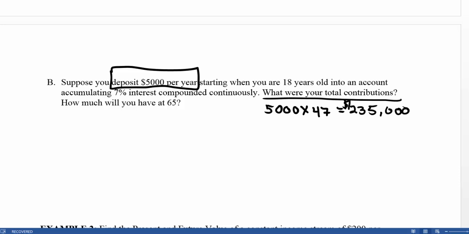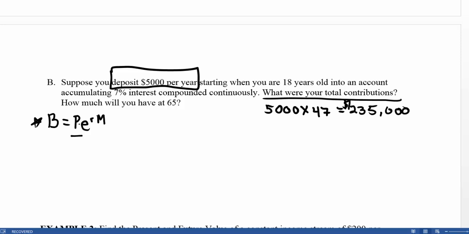Now, if we want to figure out how much we have at 65, eventually we're going to have to use our same equation that we were looking at before, where future value is going to be present value times e to the rm. Remember, we're using m for years when we have continuous payments. The problem is here that we don't have our present value yet. So we can't quite calculate this yet because we need to figure out P. Before, it was straightforward because our P was $5,000. It was a one-time investment.